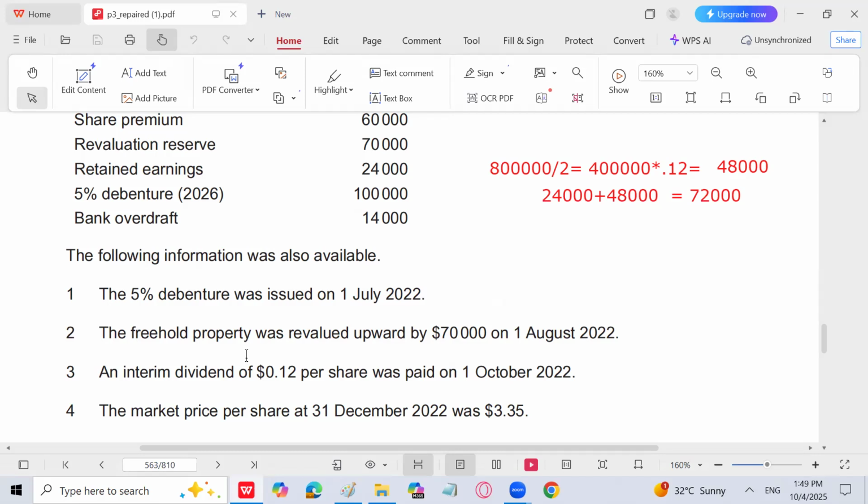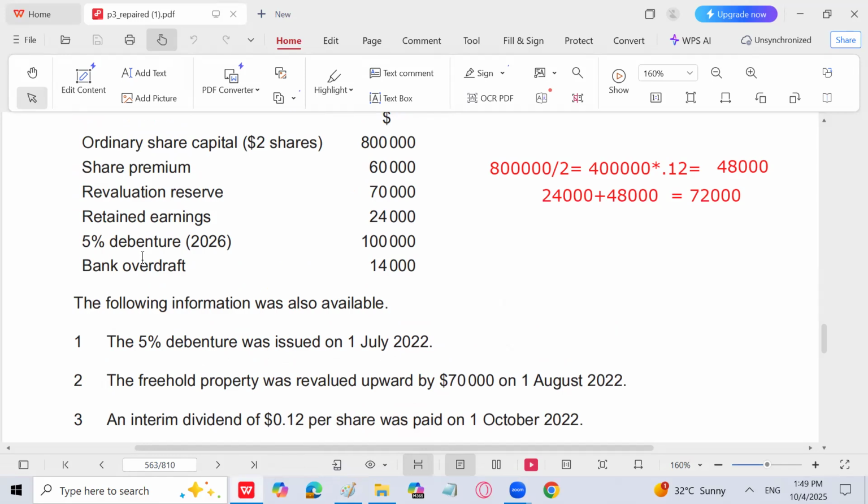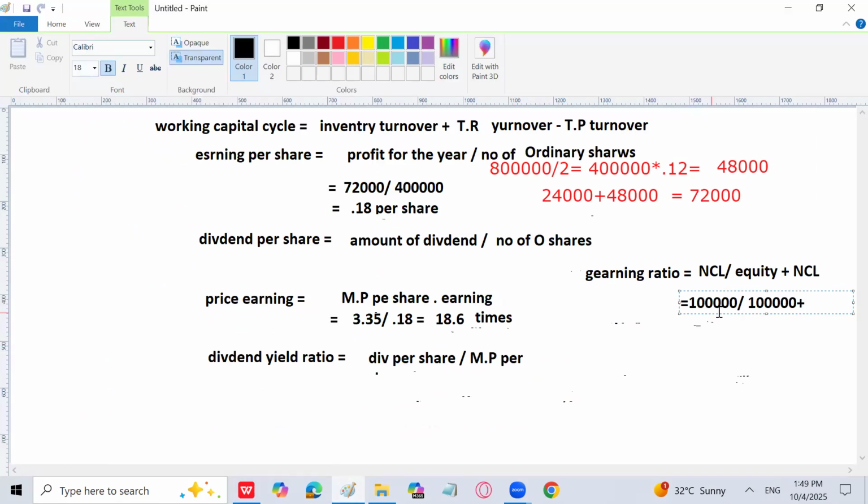Okay. Let's see next. So what we'll do, we'll add them up. 8 lakh plus 60,000 plus 70,000. Let me calculate. 8 lakh plus 60,000 plus 70,000 plus 24,000. That is 954,000. I will write here 954,000. That is the amount of equity. Now you can solve the question.